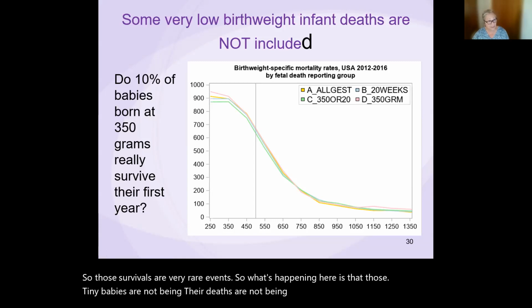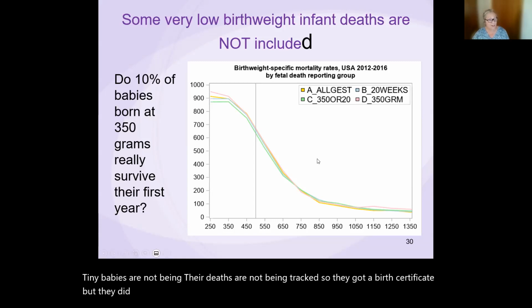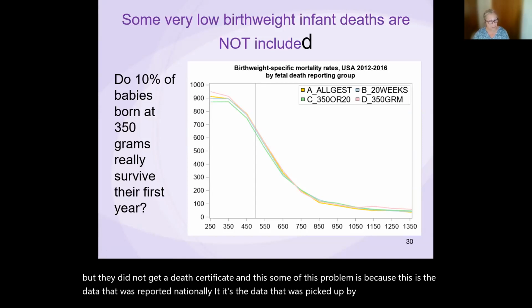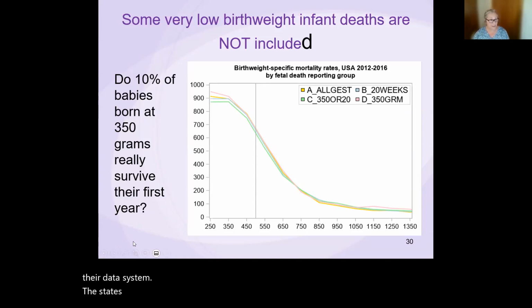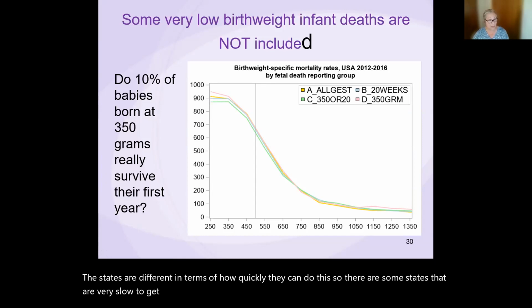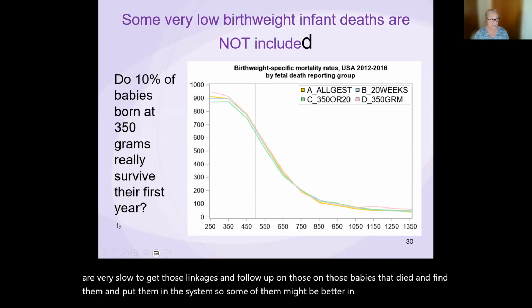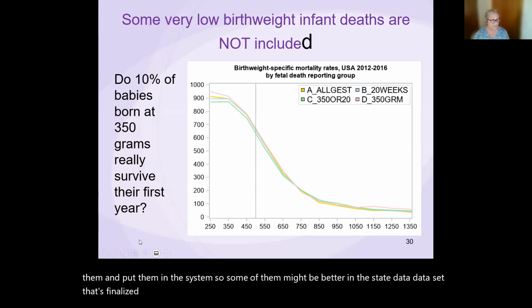So they got a birth certificate, but they did not get a death certificate. Some of this problem is because this is the data that was reported nationally. It is the data that was picked up by the NCHS and put into their data system. The states are different in terms of how quickly they can do this. Some states are very slow to get those linkages and follow up on those babies that die and find them and put them in the system. So some of them might be better in the state data set that's finalized, and that happens much later.